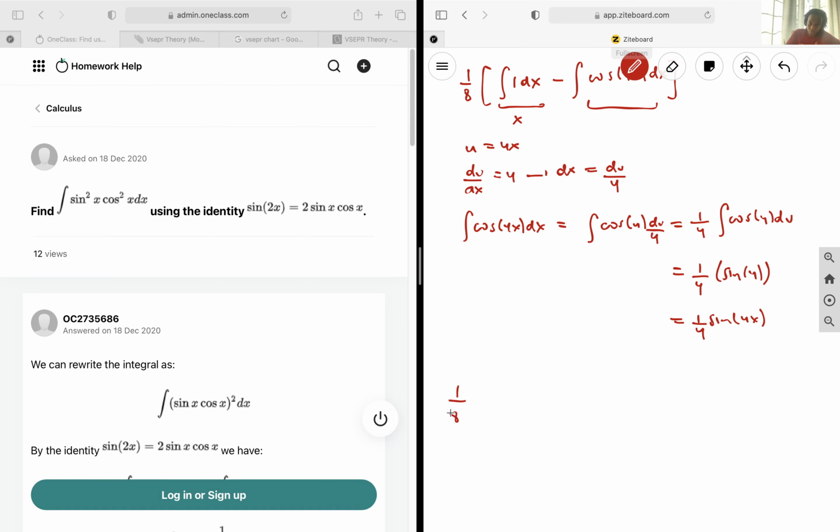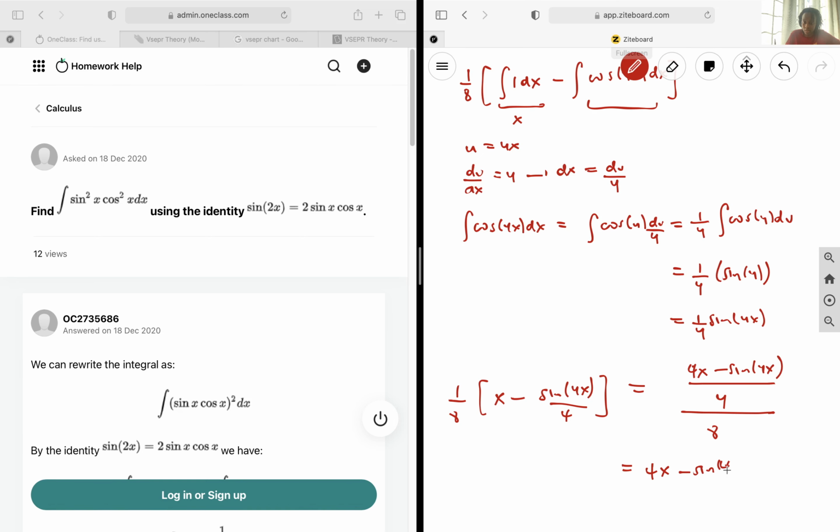And so it becomes 1 over 8 multiplied by x minus sine 4x all over 4. If you want to write that out, we can write that as 4x minus sine 4x over 4, all over 8. And that can finally be rewritten as 4x minus sine 4x all over 4 by 8, which is going to give us 32.